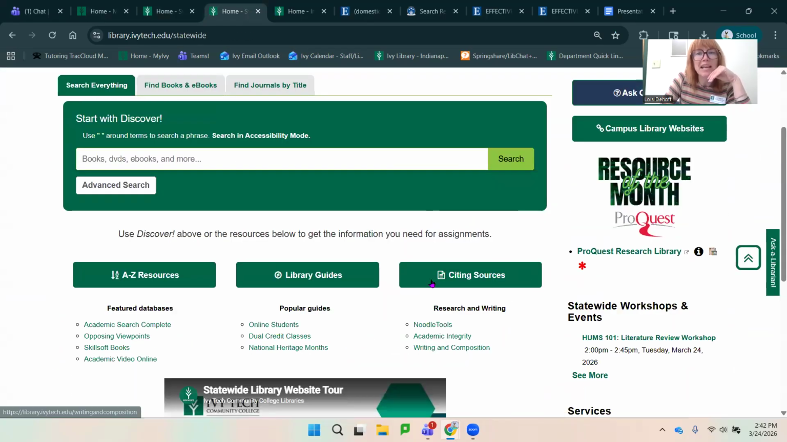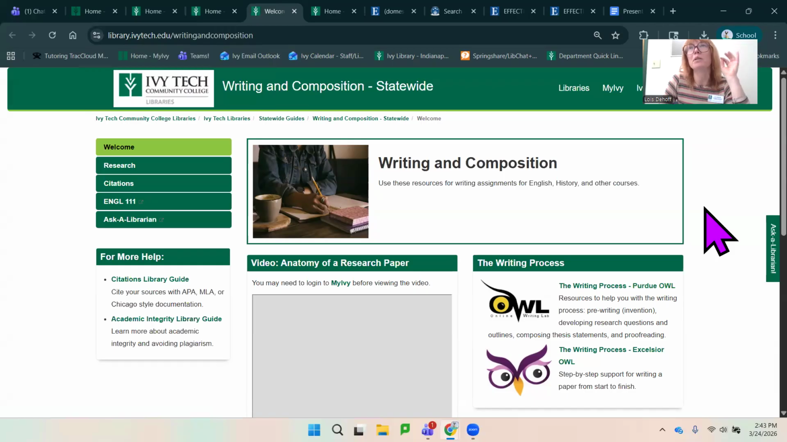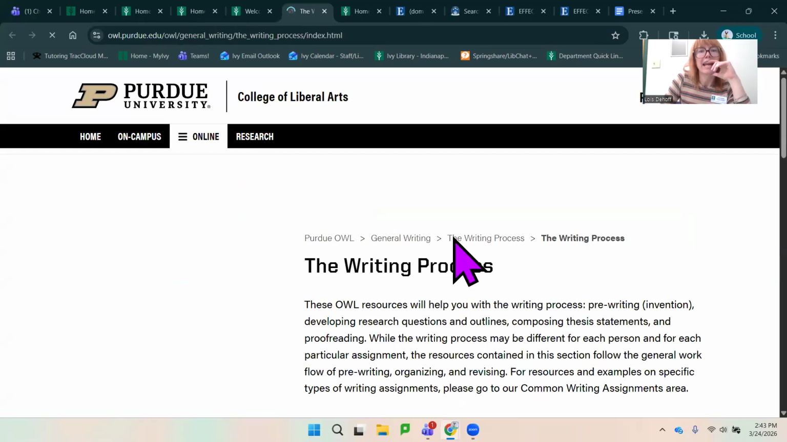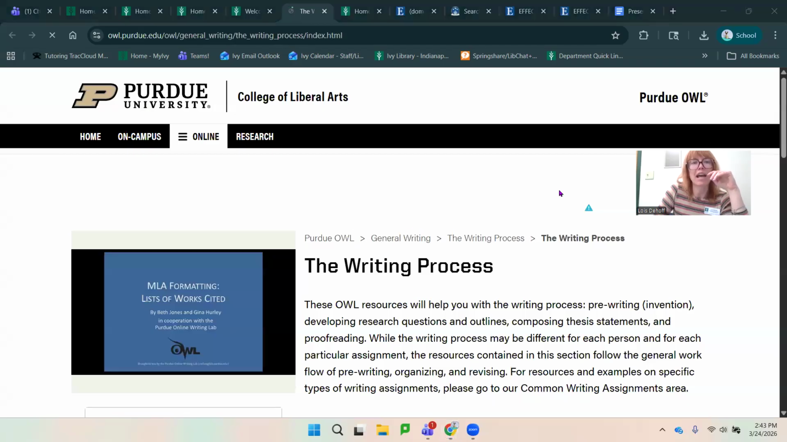But in terms of citing sources, if you go to this writing and composition, there's something here called the writing process at Purdue OWL. If you're not already familiar with this, and that's okay if you're not, I would absolutely say that Purdue OWL is pretty much recognized in the Midwest as being the top place to get writing assistance. And so they have developed a huge slew of resources that are connected to all types of writing.